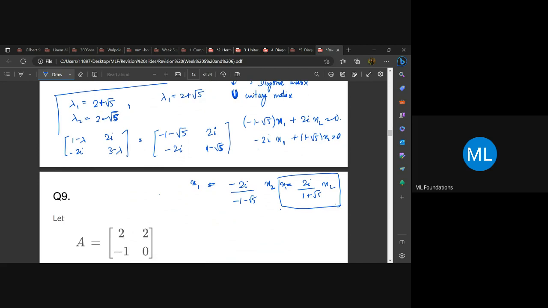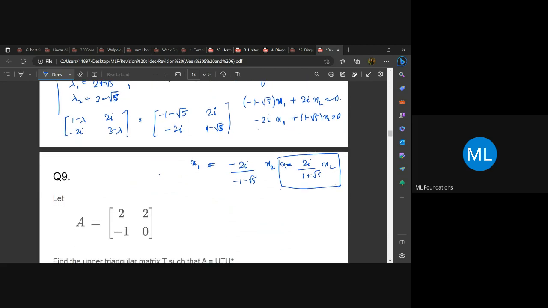So you can write v1 to be 1 plus root 5.